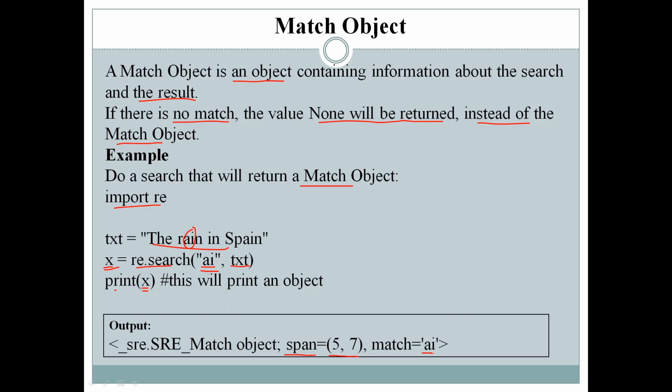And what we have matched is AI. So when you try to print the match object, it will print information like this. Now the match object also contains certain methods which can be used to get more meaningful information. If you look at what the match object is giving us here, it may not be that meaningful. To get meaningful information from the match object, we can use certain methods of the match object.